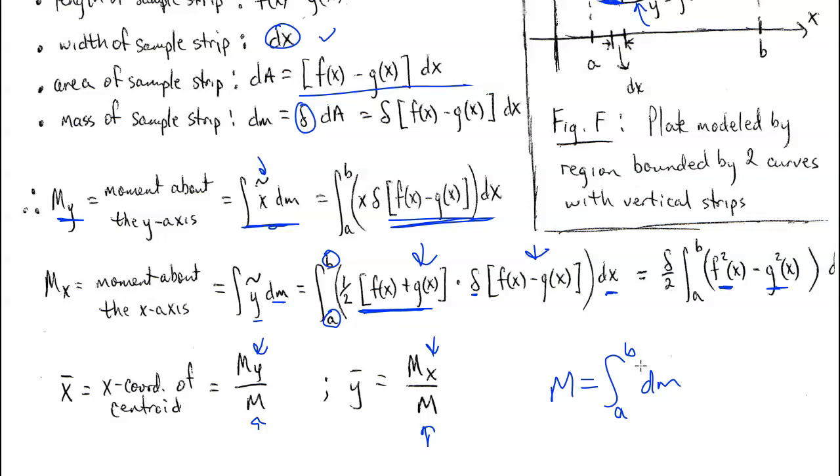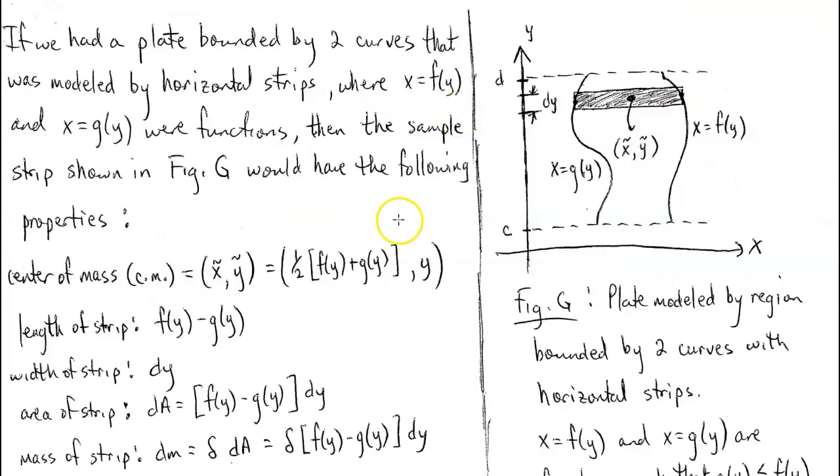So we're going to look at a few examples where we actually have to sketch the graph of multiple functions and then figure out how to model the sample strip by using two functions instead of just one. All right, so before we do that, I just wanted to also show you what it looks like whenever we model things using the horizontal strip.